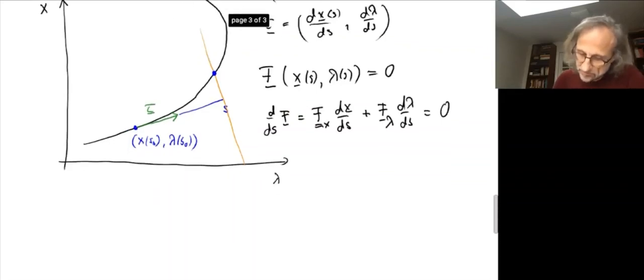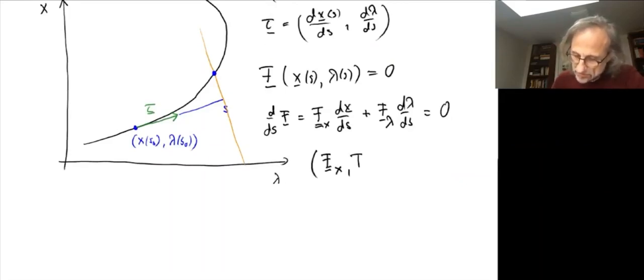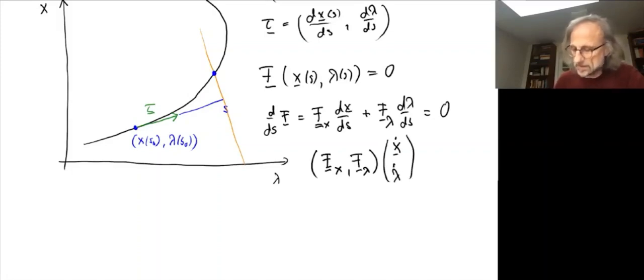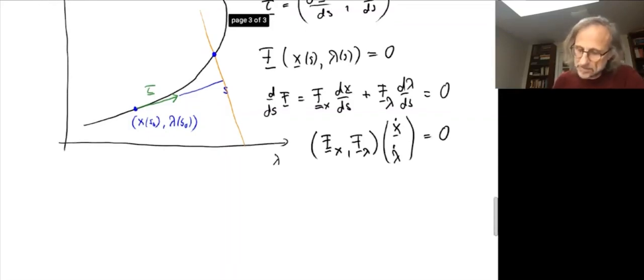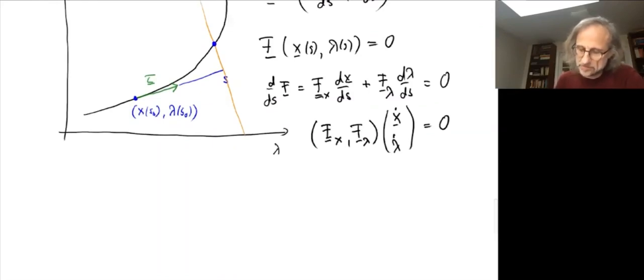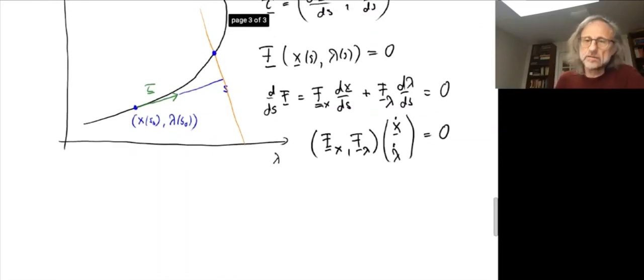And so we see we can write this as making a new extended Jacobian, which consists of the Jacobian f_x, and together with this column f_lambda, times x dot, lambda dot, where dot stands for the derivative with respect to this arc length parameter s. And so that defines our tangent vector. And we want to now normalize the tangent vector.